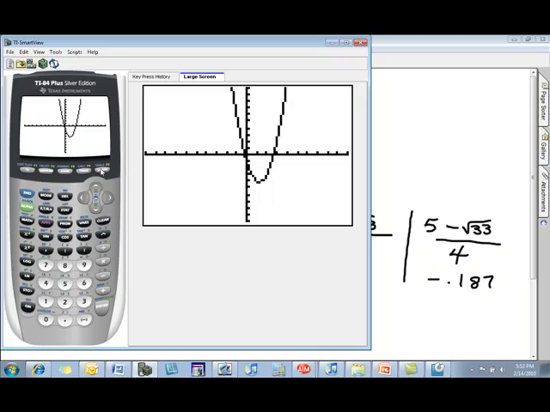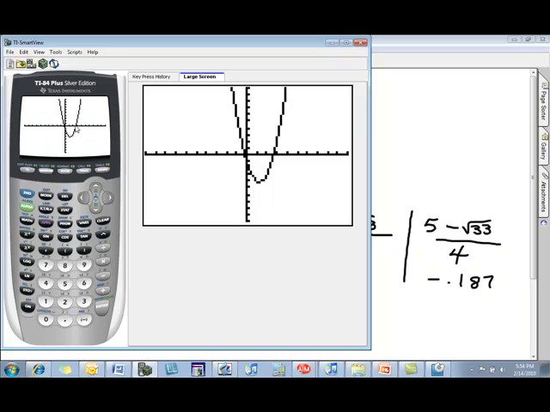Remember, one of our answers was negative 0.187. Well, that's before you get to negative 1. Here's negative 1, so this would be negative 0.187. The other answer that we got was a little over 2, nearly 3, 2.6 something. So here's 2, here would be 0.5, so that's roughly 0.6. But your calculator will even hone that further for you and help you find it.